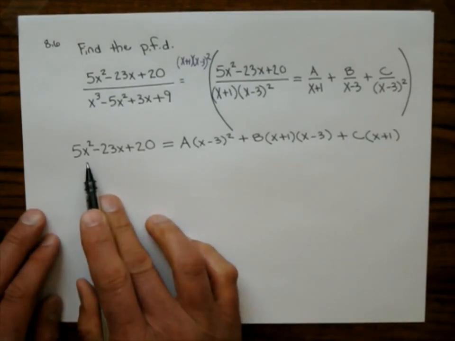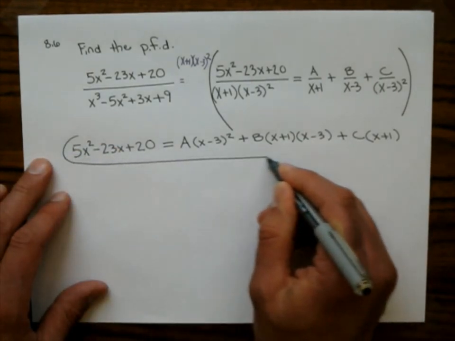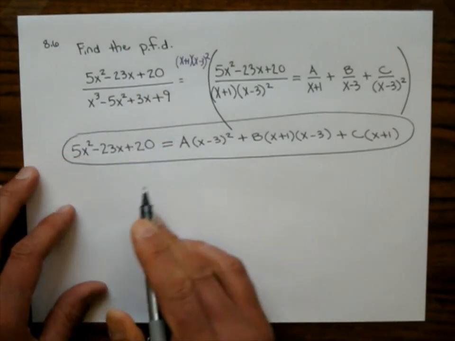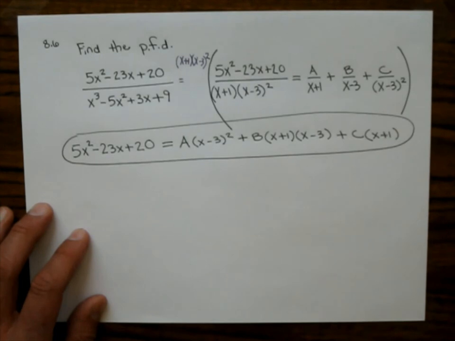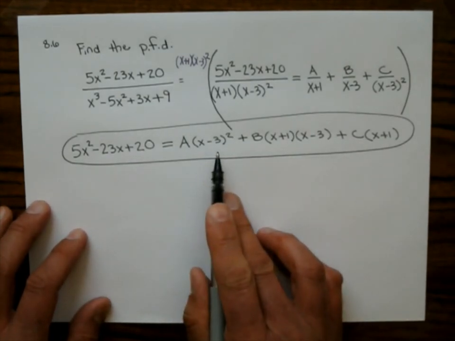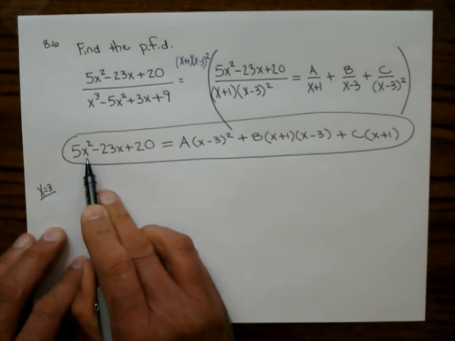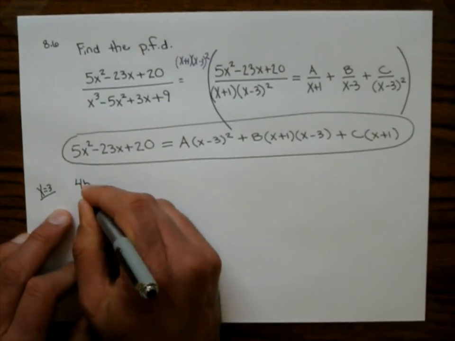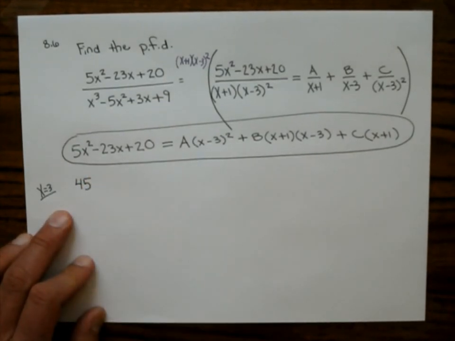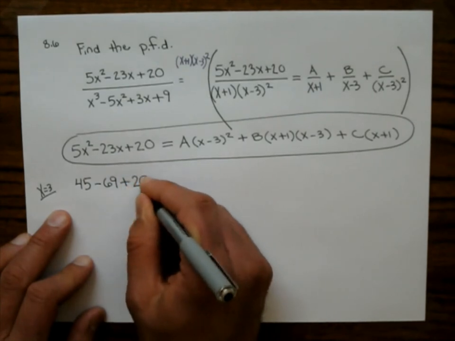Now I'm going to go ahead and plug values of x into this equation. So I'll circle this equation because we don't want to lose it. I'll plug values of x into this equation in a way that will help me kill off some of those variables. So if I let x equals 3, I'll end up getting 3 squared, which is 9. 9 times 5 is 45. And then I'll have minus 23 times 3, which is minus 69, plus 20.